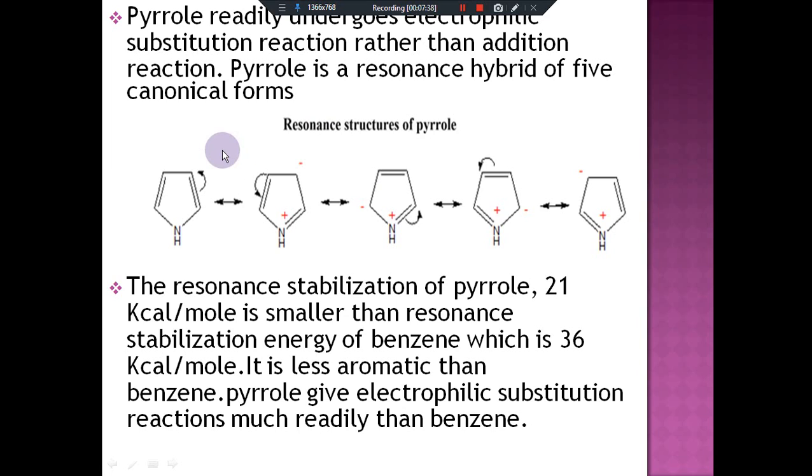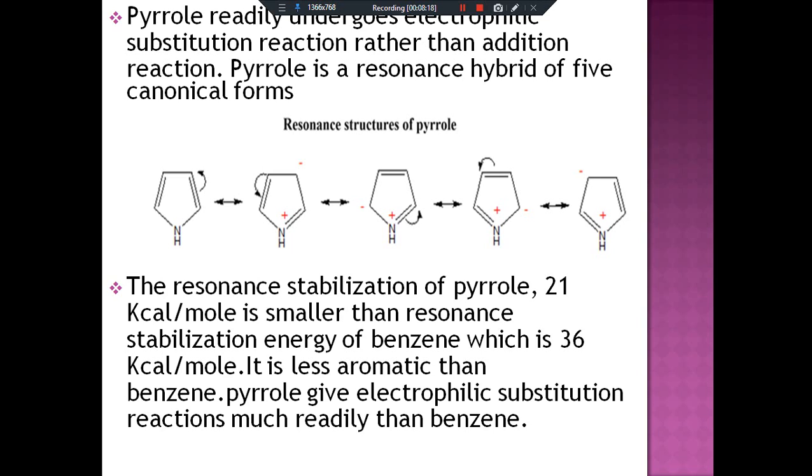Even though pyrrole contains double bonds, it won't undergo addition reactions. Rather, it participates in electrophilic substitution reactions. Why? Because if pyrrole undergoes or participates in addition reaction, it loses its conjugation and loses its aromaticity. So pyrrole undergoes electrophilic substitution rather than addition reactions.